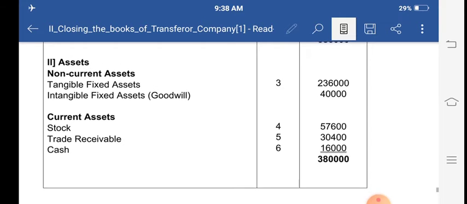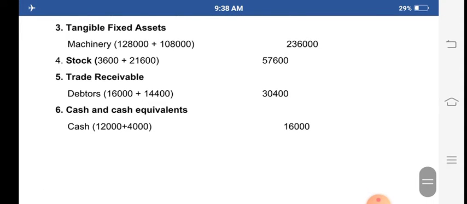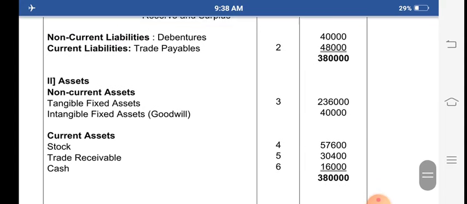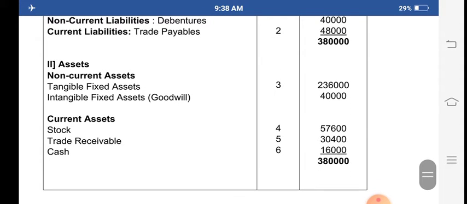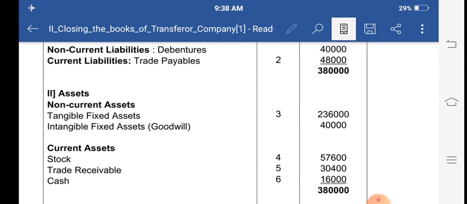Next, cash, note number 6, and the amount is 16,000. How is it 16,000? Cash 12,000 plus 4,000, total is 16,000. Okay, so now all the assets are also over. Now make the total of the assets: 2,36,000 plus 40,000 plus 57,600 plus 30,400 plus 16,000, total is 3,80,000. So now it tallies. Liability side is also 3,80,000, as well as the asset side 3,80,000.